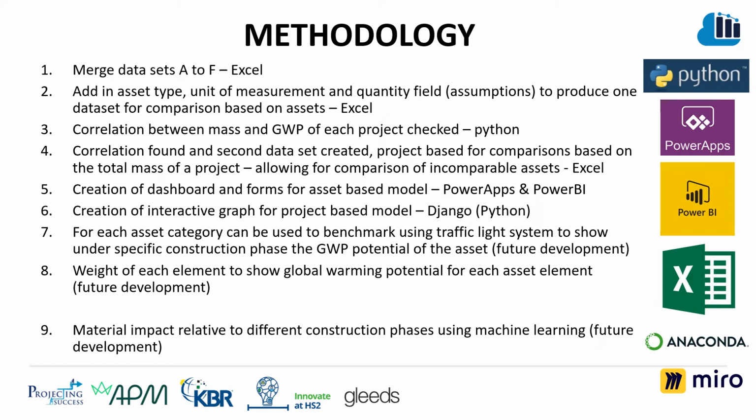We then checked correlation, which we tried to use a neural network to do, but found that the data was insufficient to produce meaningful results. We correlated to produce another model based on the total mass of a project. We produced 2 dashboards, one in Power Apps and Power BI, and the other using the Django framework in Python. And then we had 3 further points of methodology that we were unable to address due to the time constraints within this challenge.